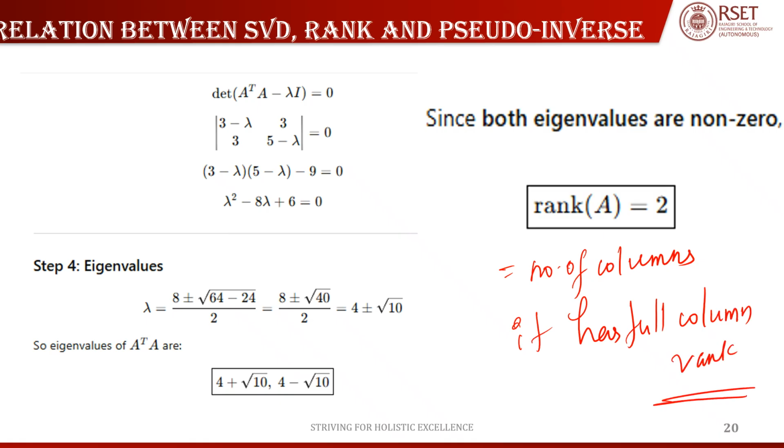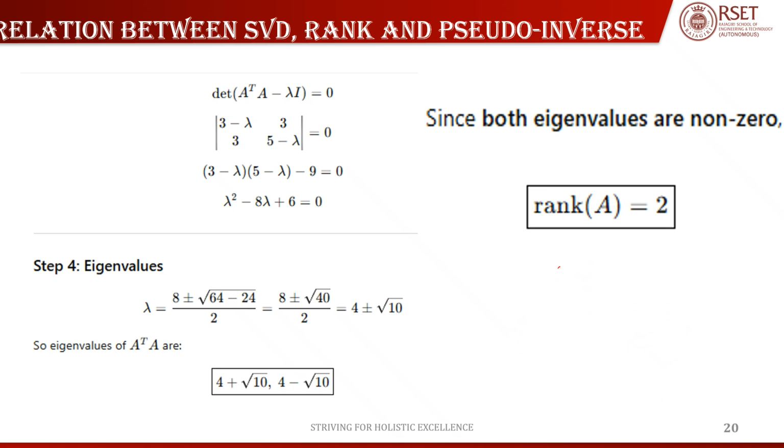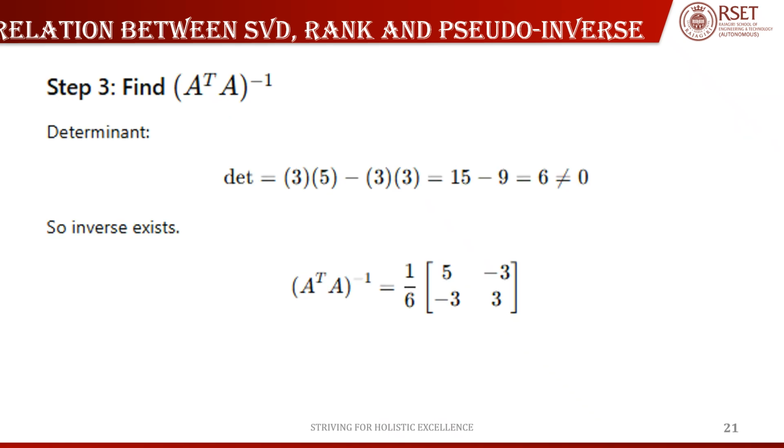Now to get the pseudo inverse, you have the formula. We'll find the inverse of A transpose A, and you have the matrix A transpose A already. To get the inverse you need the determinant first. What was A transpose A? It was [[3, 3], [3, 5]], right? To get the determinant, 3 into 5 minus 3 into 3, that is 6. Your determinant is 6.